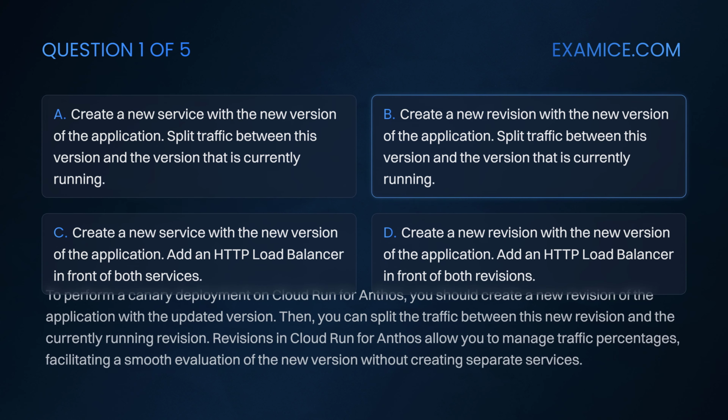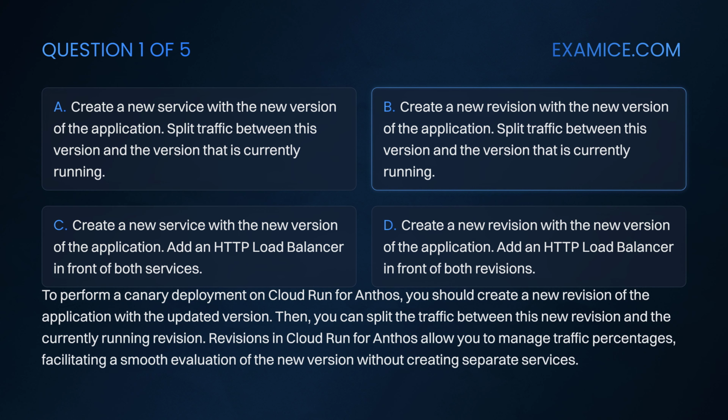To perform a canary deployment on Cloud Run for Anthos, you should create a new revision of the application with the updated version. Then, you can split the traffic between this new revision and the currently running revision. Revisions in Cloud Run for Anthos allow you to manage traffic percentages, facilitating a smooth evaluation of the new version without creating separate services.